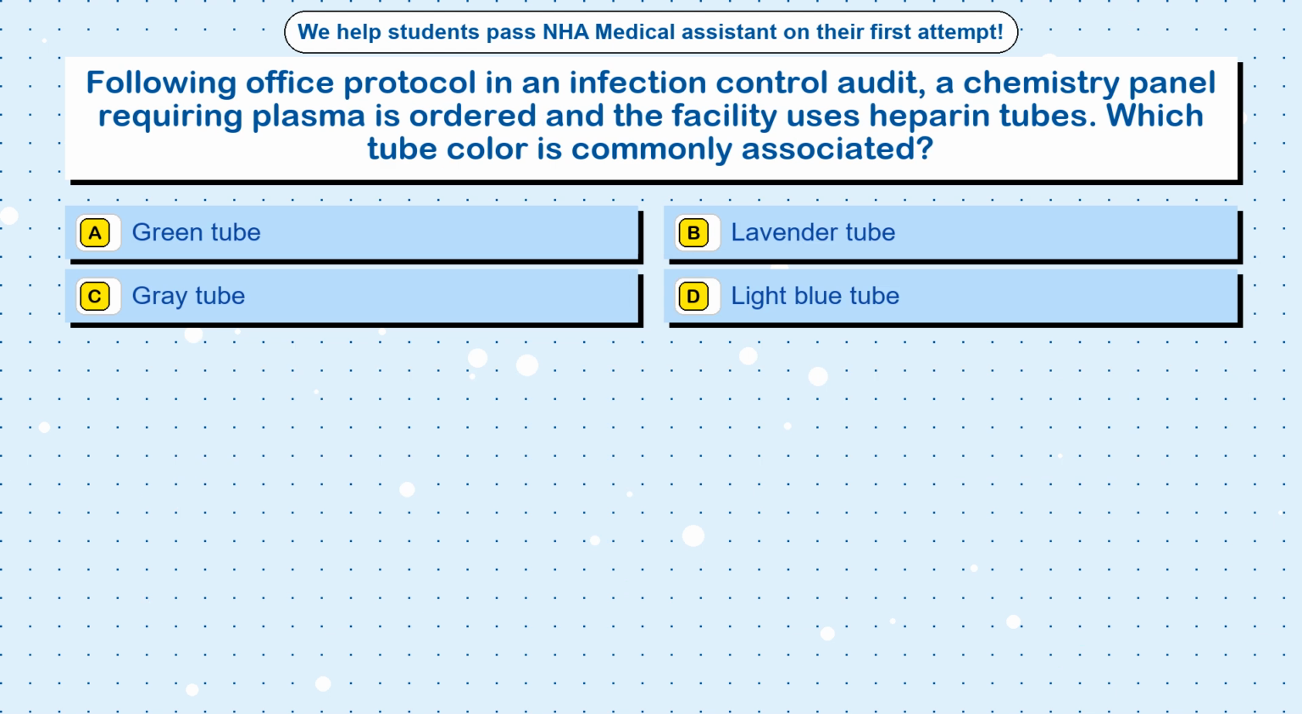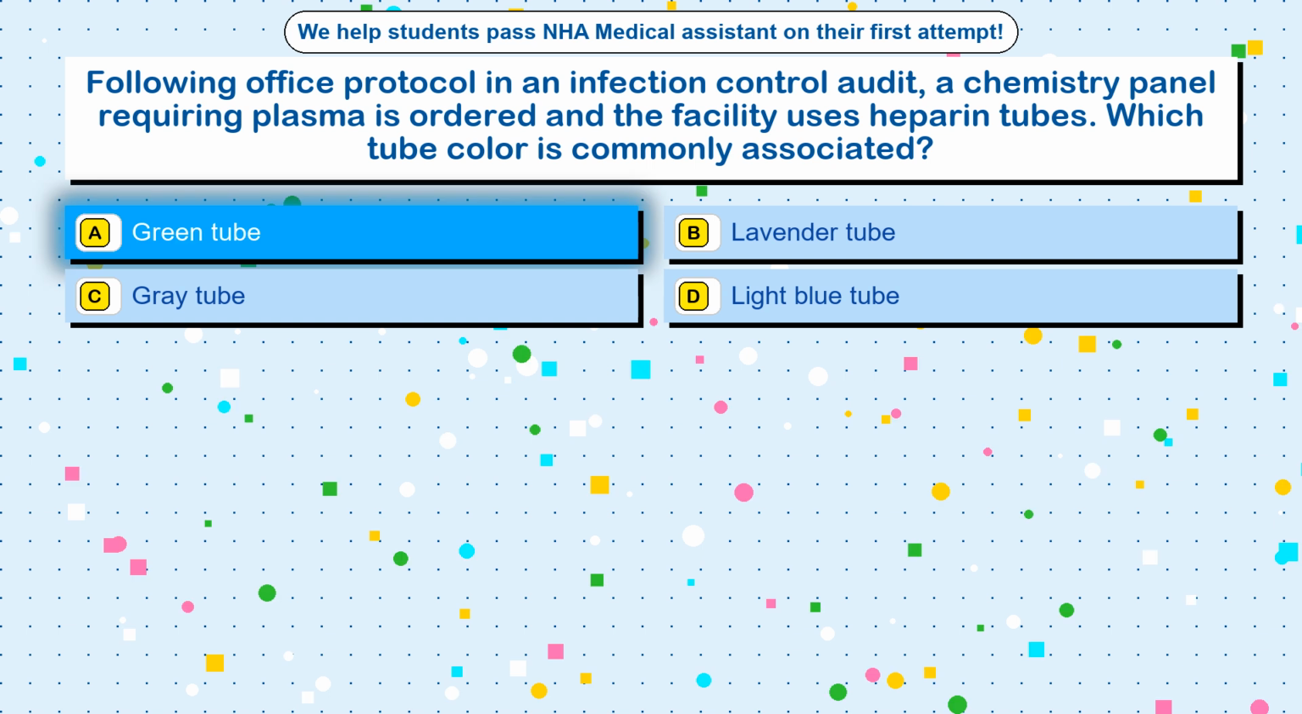Question 35. Following office protocol in an infection control audit, a chemistry panel requiring plasma is ordered and the facility uses heparin tubes. Which tube color is commonly associated? Option A, green tube. Option B, lavender tube. Option C, gray tube. Option D, light blue tube. The correct answer is option A, green tube.